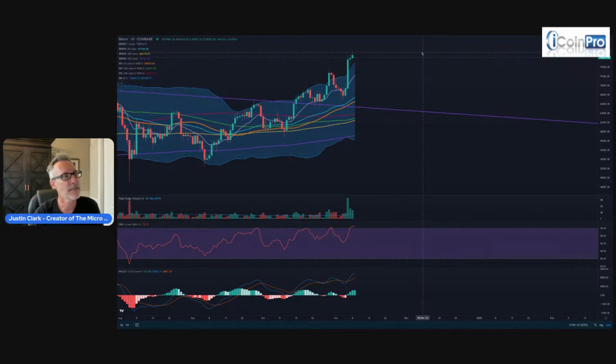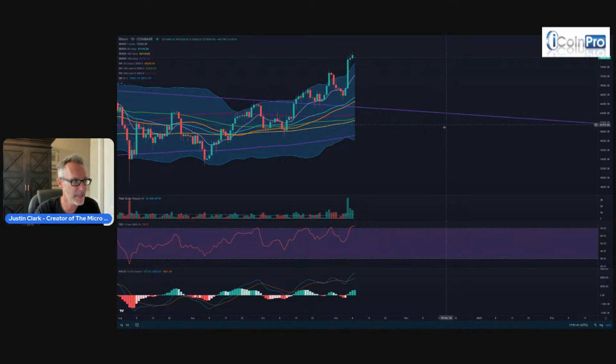We've got to get through about 77, 78K. That's the next hurdle on the upside. So we got to get through that. That's the next big hurdle there. But on the downside, we've got to keep trading above 70, 71,000 to keep the bulls excited. If we lose that, then we're looking at about 66, 65,000. And if we lose that, then we've got 60, 61 below that.